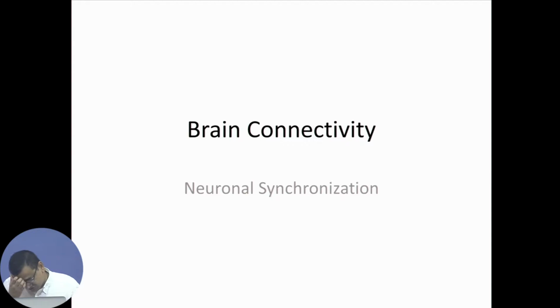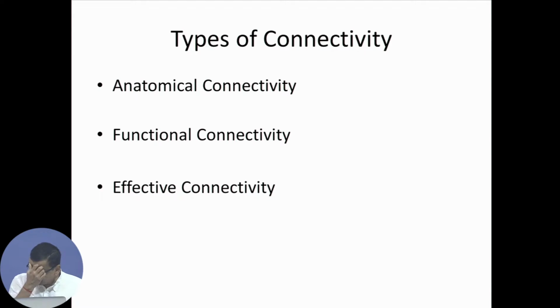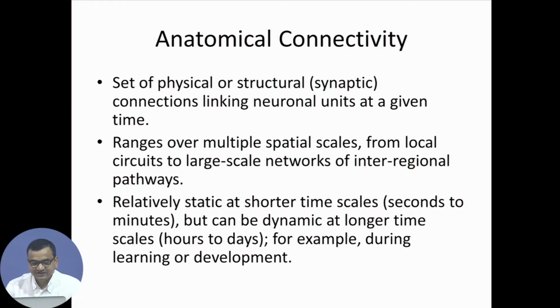So in the first half today, we'll talk primarily about measuring the degree of interdependence between two signals or between two brain regions. If you talk about connectivity, there are three broad types of connectivity in the brain. One is anatomical connectivity, one is functional connectivity, and the third is effective connectivity. What is anatomical connectivity? It is the set of physical or structural connections. This group of neurons physically has synaptic connections with another group of neurons or neural assemblies. So it's a physical structural connection.